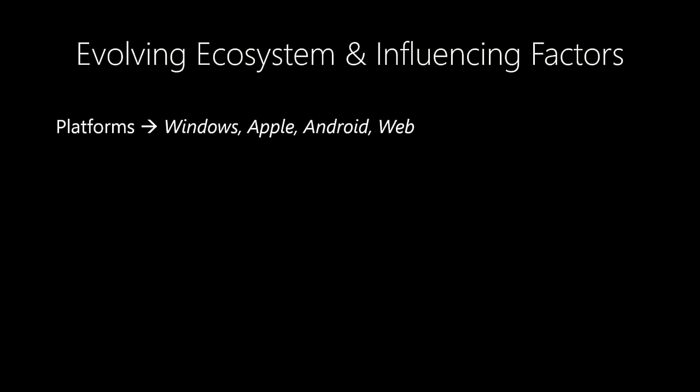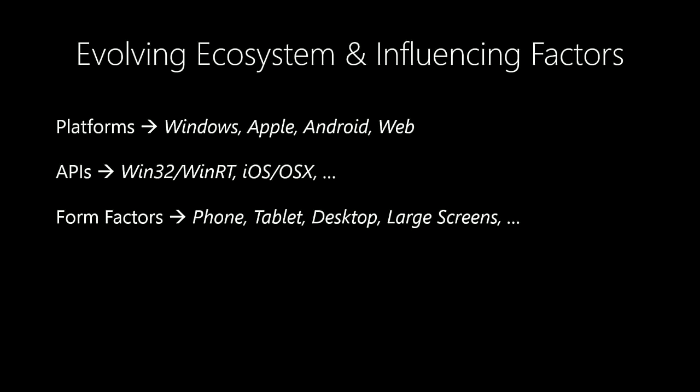So some of the influencing factors. So obviously there is Windows, Apple, Android, web. For a lot of the people in Europe, Apple and Android are probably the most important ones, but web is pretty important as well. Windows has desktop. Each one of those has different APIs. So Microsoft has Win32 and WinRT. Apple has iOS and OS X. They're pretty similar, but not exactly similar.